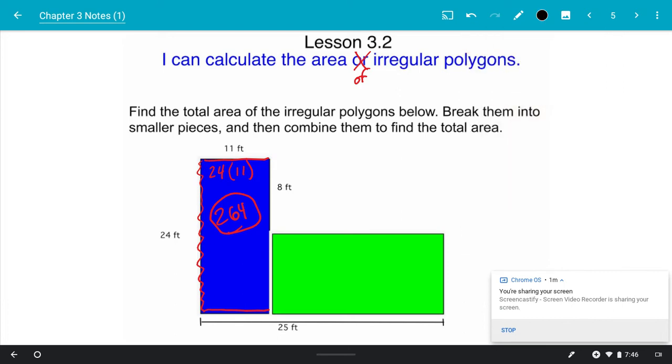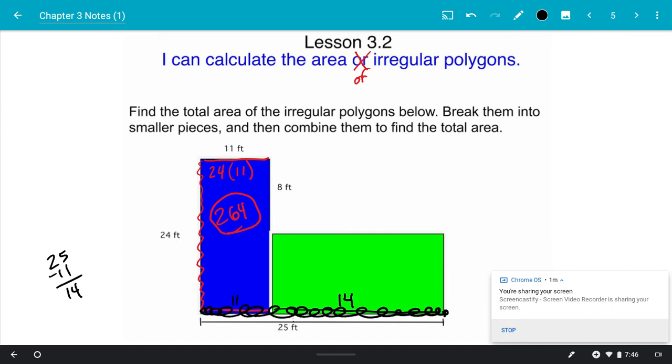So the green rectangle, we need the base of, but the problem is we don't have that base. We have the base from all this blue edge all the way to this end of the green edge. And that's 25 feet. So what we're going to do is say, well, if that's 25 feet and this part is 11, how much is left for the green? So what we would do is take 25 minus 11 and find that the green part must be 14.